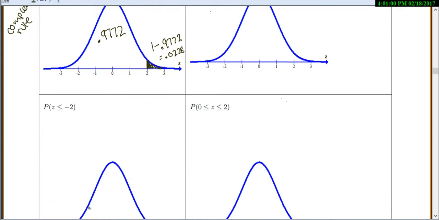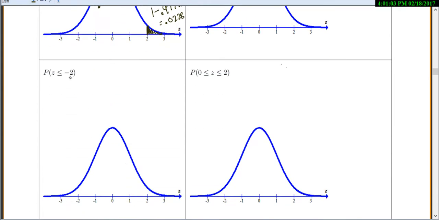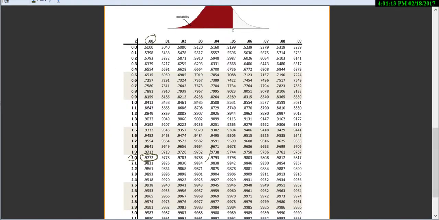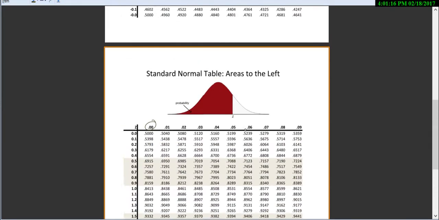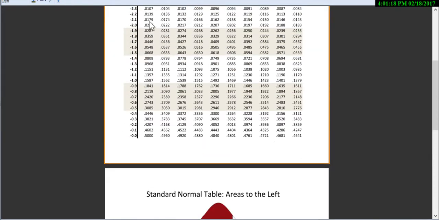And our next one says find the probability that z is less than or equal to negative 2. So here's my negative 2. We go to the left. Well, that's just going to be my CDF at negative 2. So I can go to my table. I look up my negative 2.00 is going to be 0.0228.